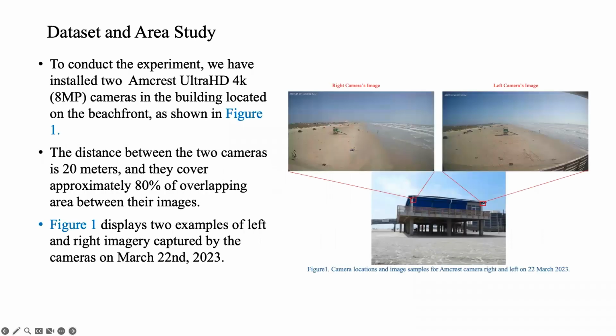To conduct this experiment, we have installed two Crest Ultra HD 4K cameras in a building located on the beachfront, and the distance between the two cameras is 20 meters. They cover approximately 80% of overlapping area between the images, and you can see examples of left and right imagery captured by the cameras on March 22nd, 2023.